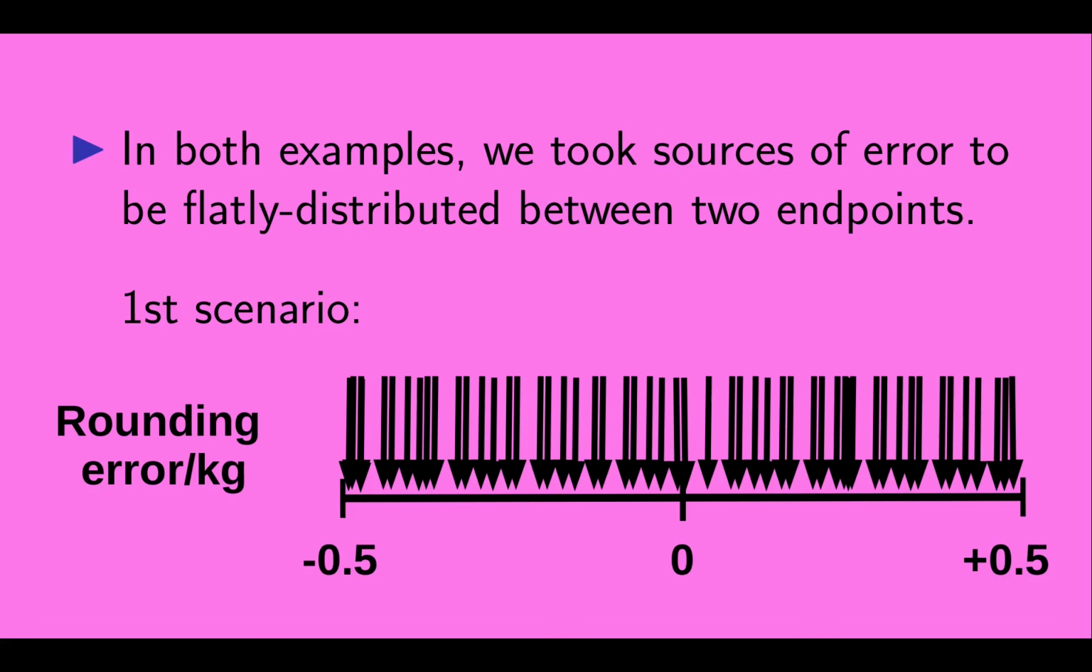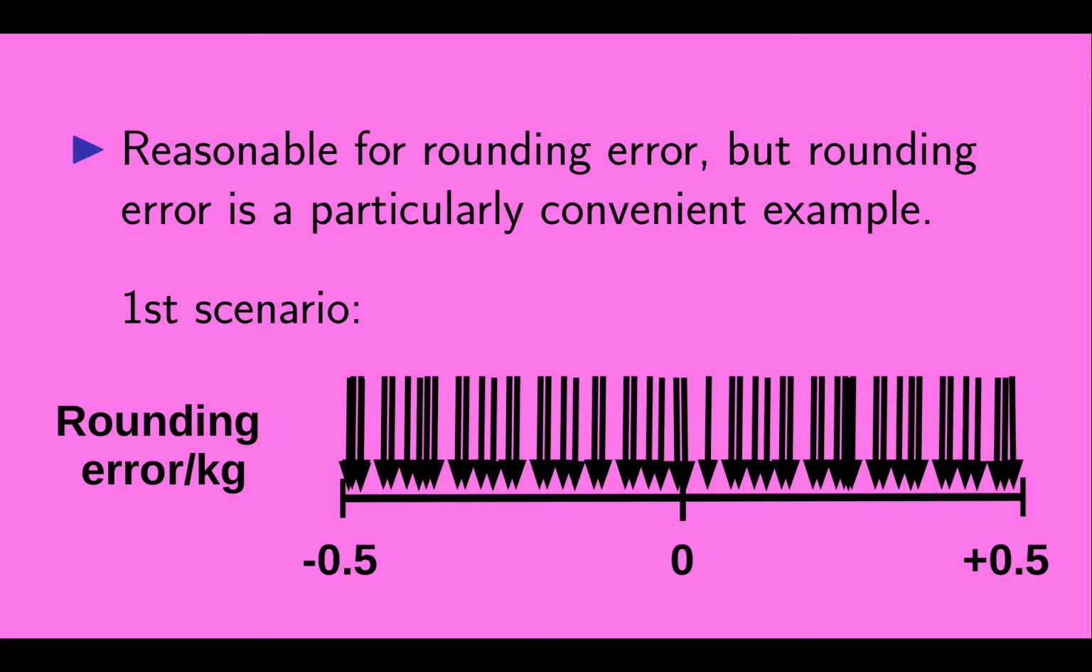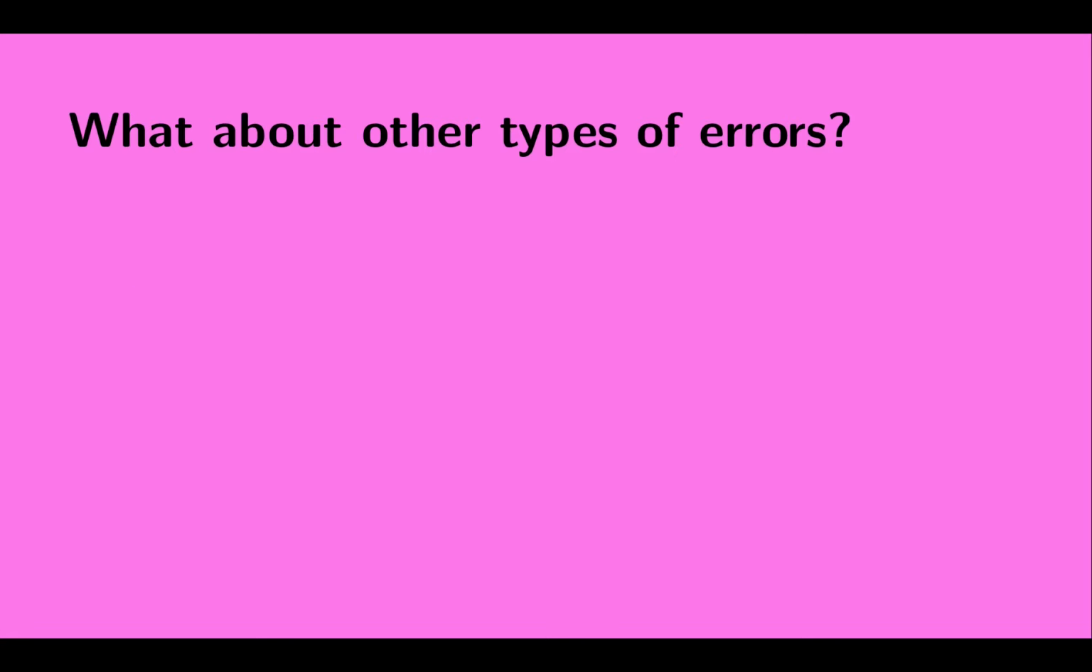But we should ask a question about our examples. In both cases, we looked at rounding error, and we took the rounding errors to be flatly distributed between 2 endpoints. The errors were between minus 0.5 kilograms and plus 0.5 kilograms for the first scenario, and for the second we did the same thing, but we also multiplied by a scaling factor. This is reasonable for rounding error, but a rounding error is a particularly convenient example. What about other types of errors?